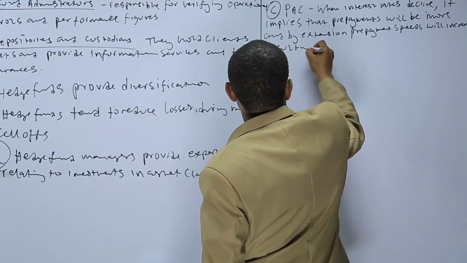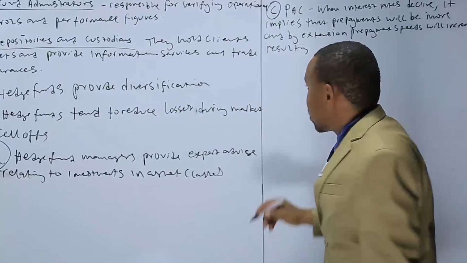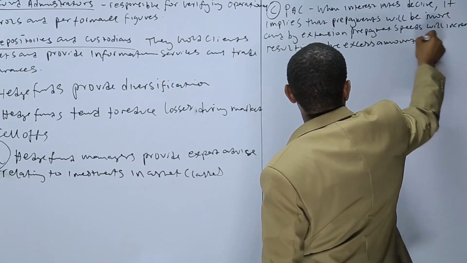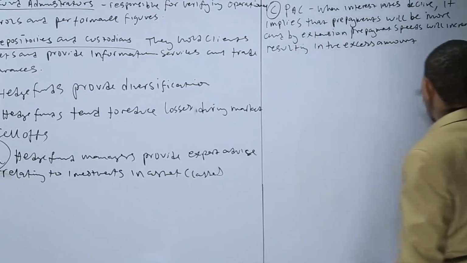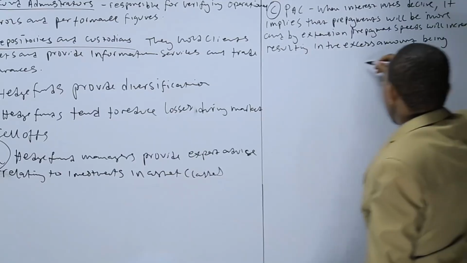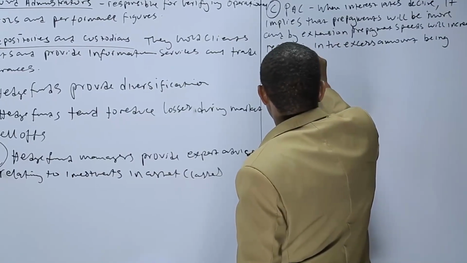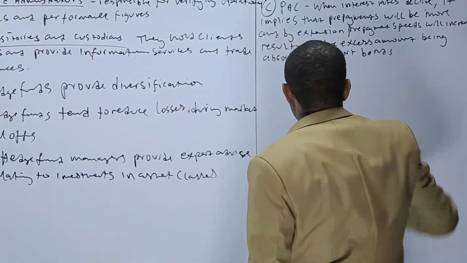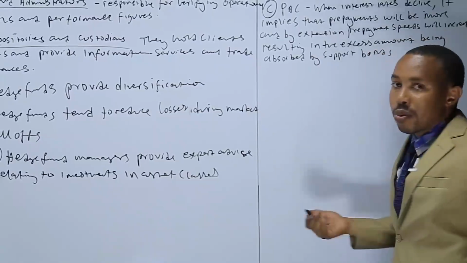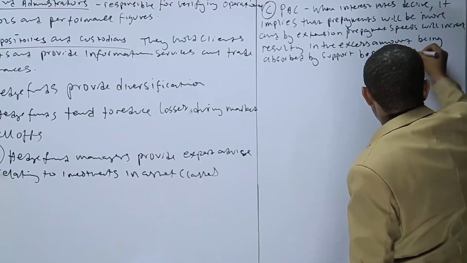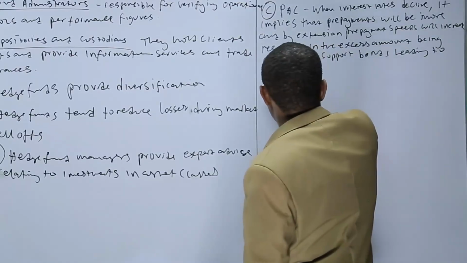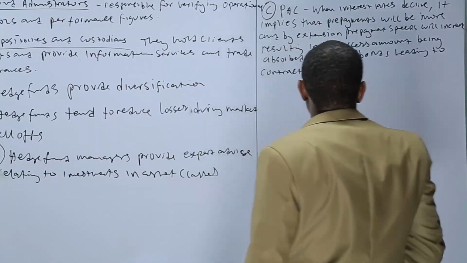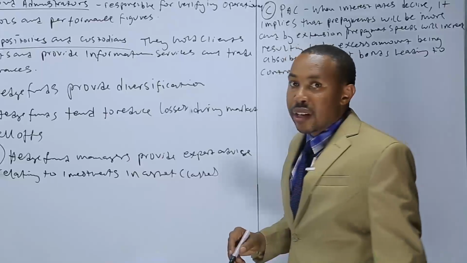resulting in the excess amount being absorbed by support bonds, leading to what we can say is contraction risk. That is for PAC, or planned amortization class.